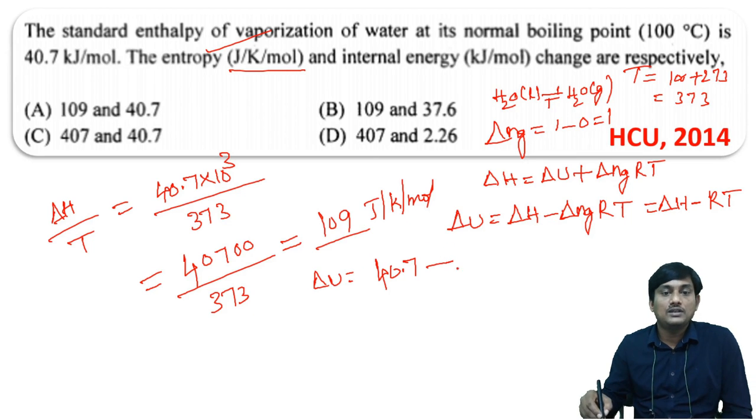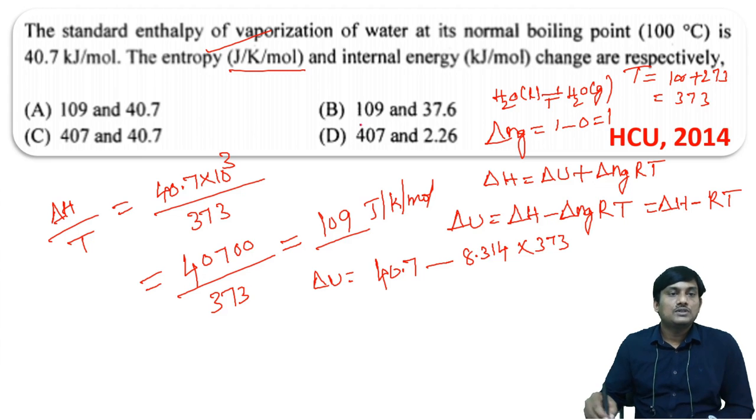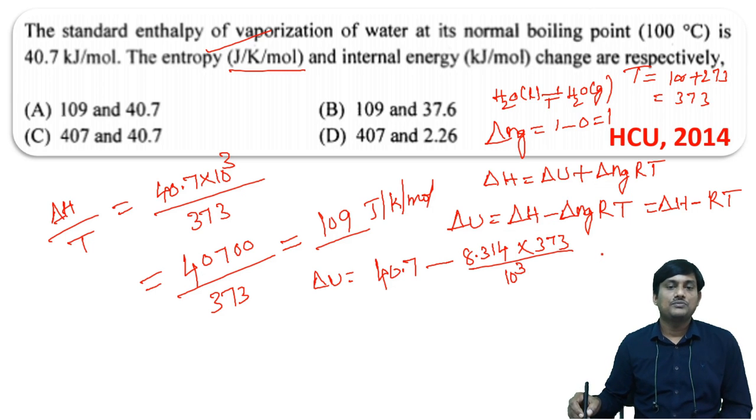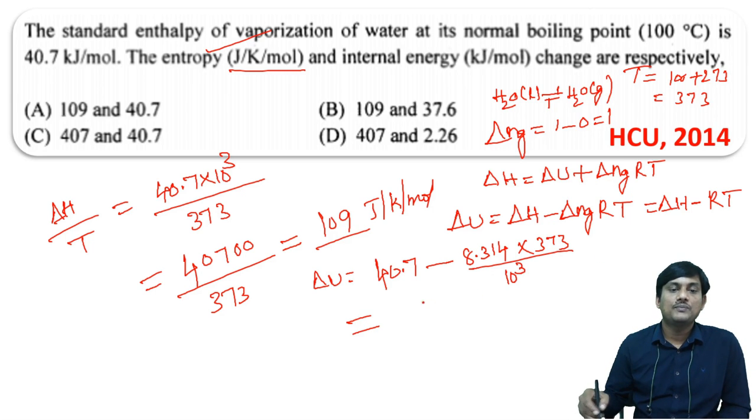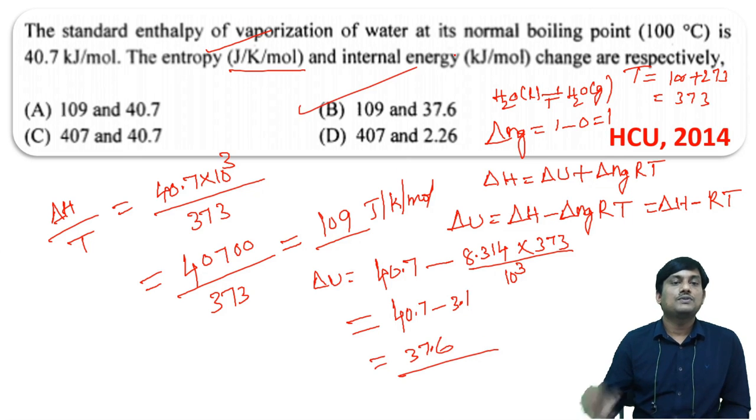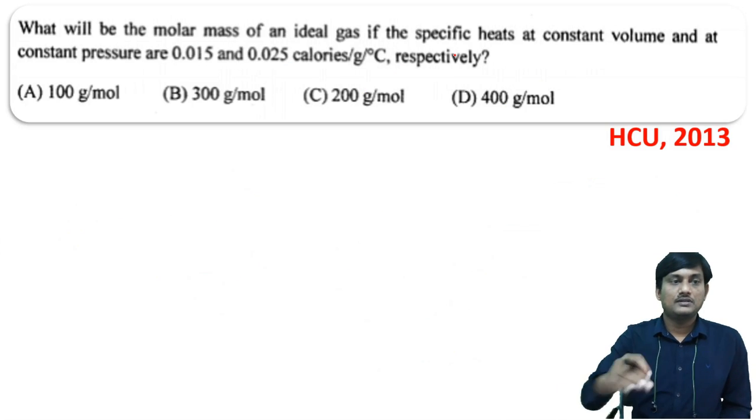What is the R value? You have to take 8.314 in joules, and the temperature is 373. If you want to convert the joules into kilojoules, you have to divide by 10 cube. This is equal to 40.7 minus 3.1, which is 37.6. So this one is the correct option.